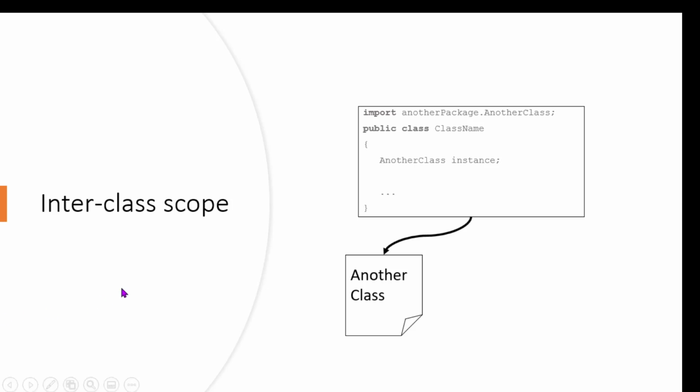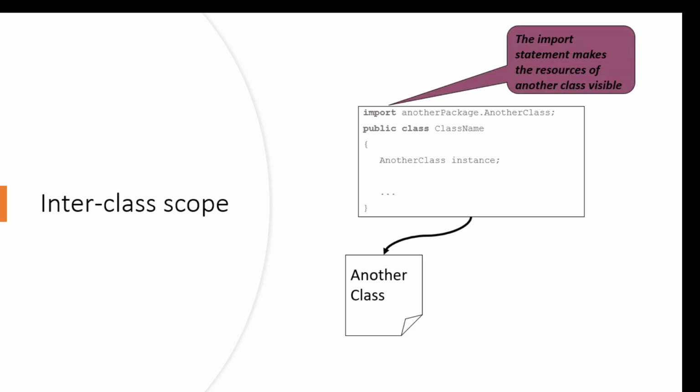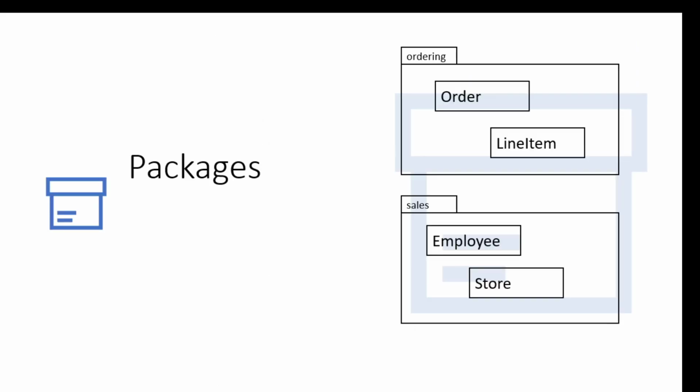And in Java, that's done through the import statement. So if I want to get another class that's in another package, I have to use an import. And that makes it visible to me. Now, it doesn't give me special permissions. It doesn't actually include that code outside of there. It just simply makes it available for me to work with.